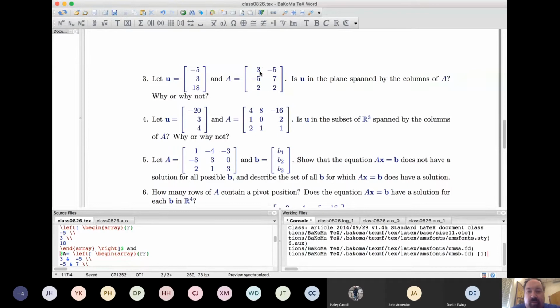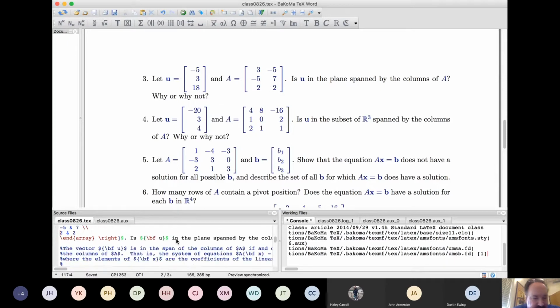Now, when we have two vectors like this in three-dimensional space, those two vectors generally define a plane, unless they're parallel to one another, which is what happened in one of the problems I went over last time. So the question is, is U a linear combination of these vectors? That's another way of phrasing this question.